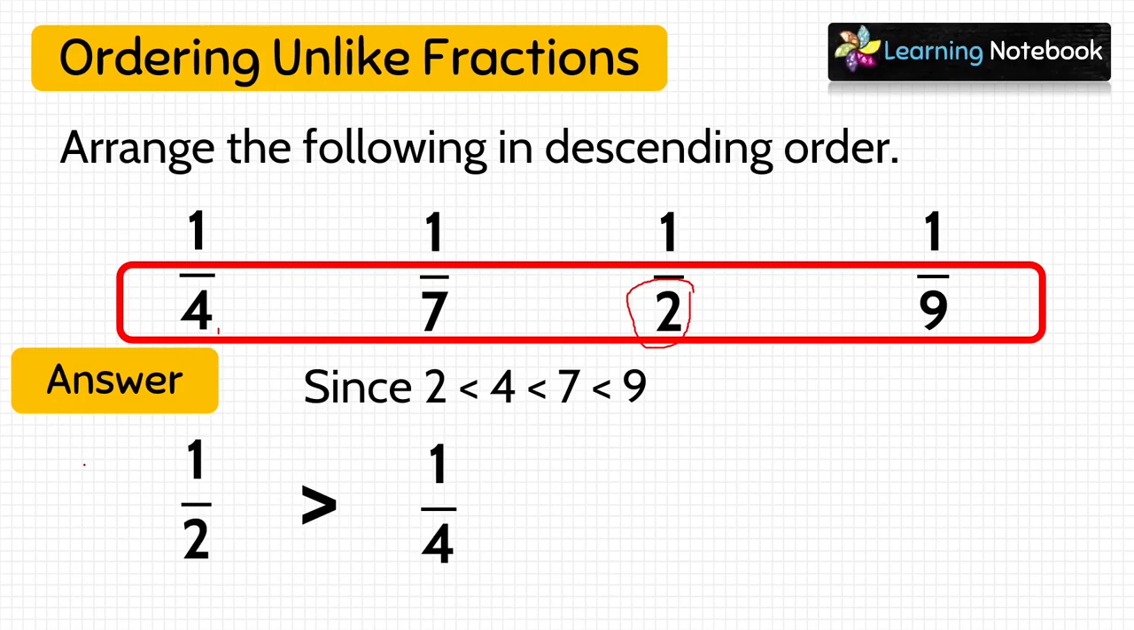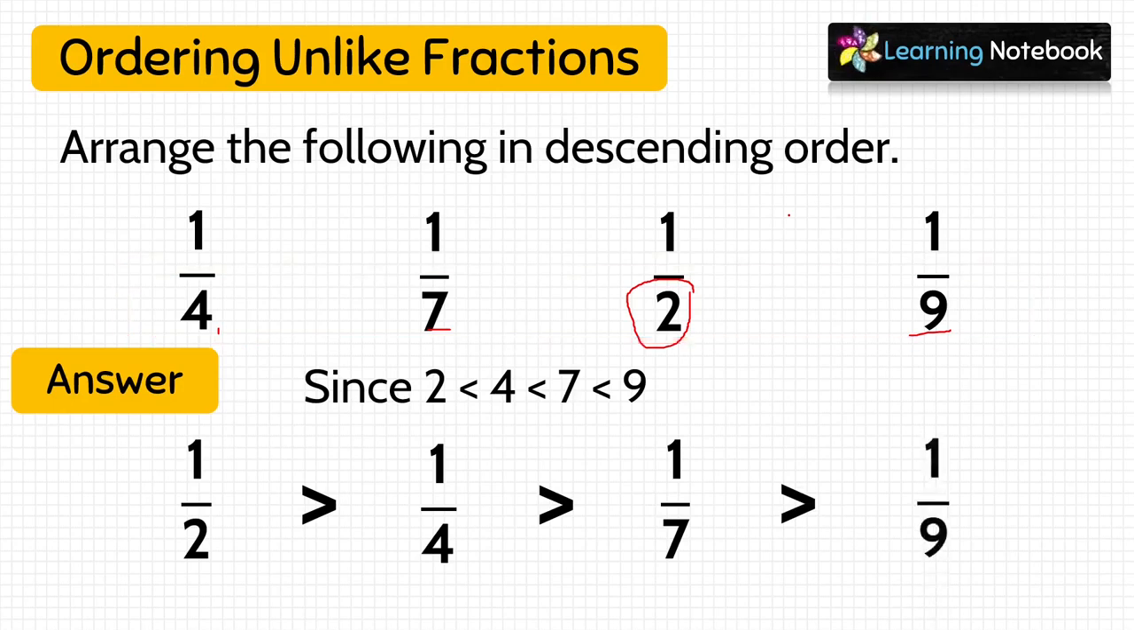Then, denominator 7. It is greater than 4. So, it means fraction 1 by 7 is less than 1 by 4. And next we have denominator 9, which is greater than 7. So, fraction 1 by 9 is less than fraction 1 by 7. So, we have arranged the unlike fractions in descending order. So, students, now I hope you have understood how to compare and order unlike fractions.